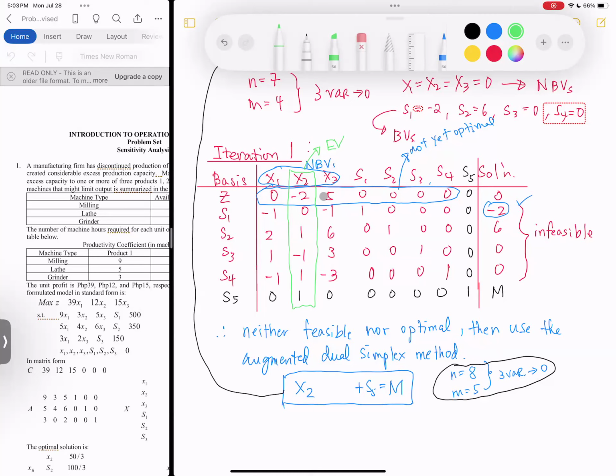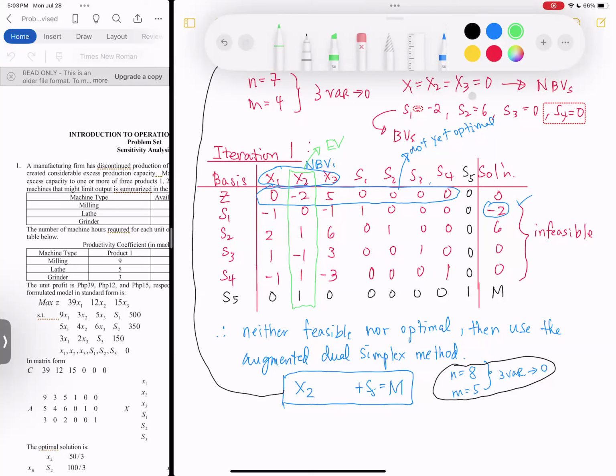Is that clear? In case there is more than one negative coefficient in the zero row, you choose the most negative. And for minimization, you choose the most positive. Is that clear, class? Yes, sir. Okay. So if the choice of the entering variable is clear, then the choice of the leaving variable should even be clearer.